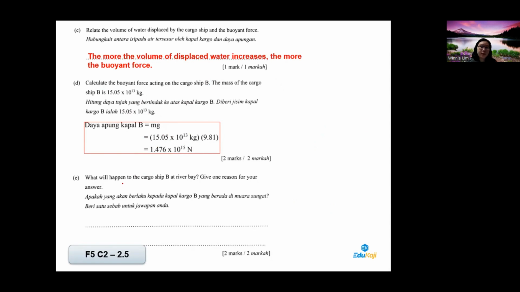Lastly, E, what will happen to cargo ship B at River Bay? Give one reason for your answer. Initially, the cargo ship is in the middle of the sea. When it reaches River Bay, compared to river water, seawater is denser, correct? River water is less dense. So for any object in a less dense liquid, it is supposed to sink more. It will sink more because the river water is less dense. So this is how you give the answer.